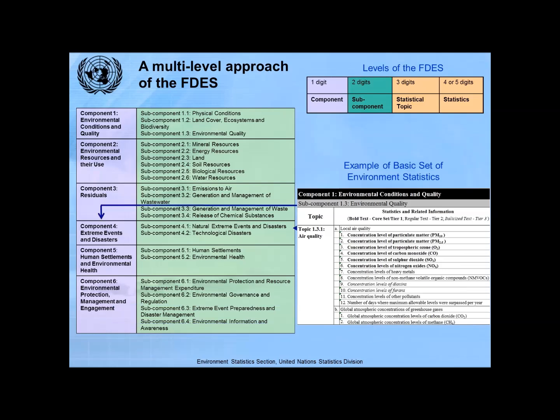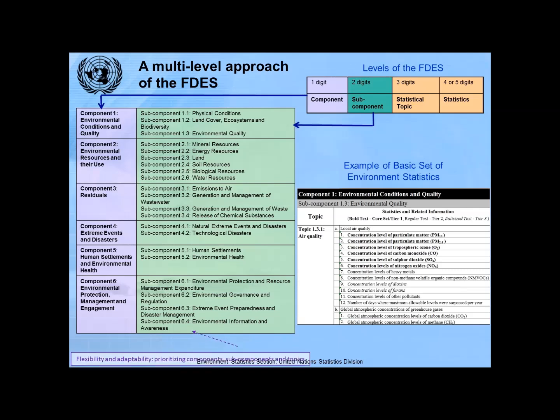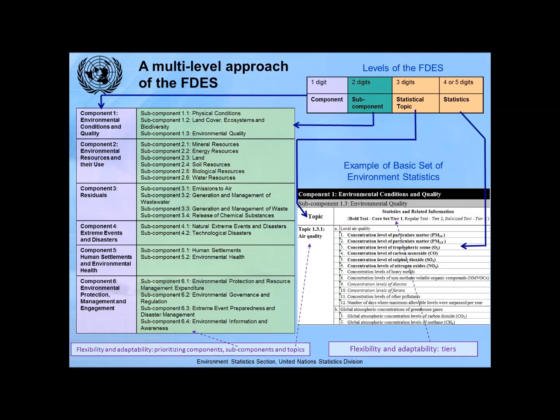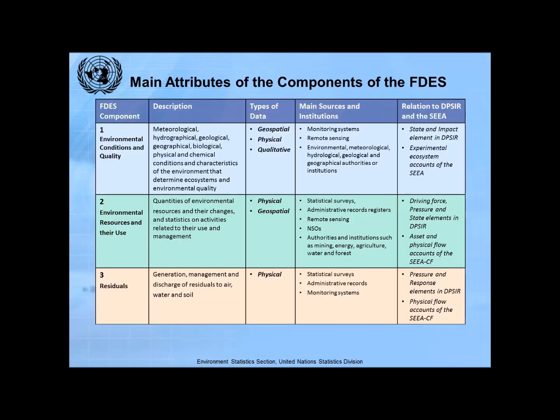Sorry, I forgot about these individual slides. Okay, so now move to the main attributes of the components of the FDS. Again, I won't dwell into too much detail here.